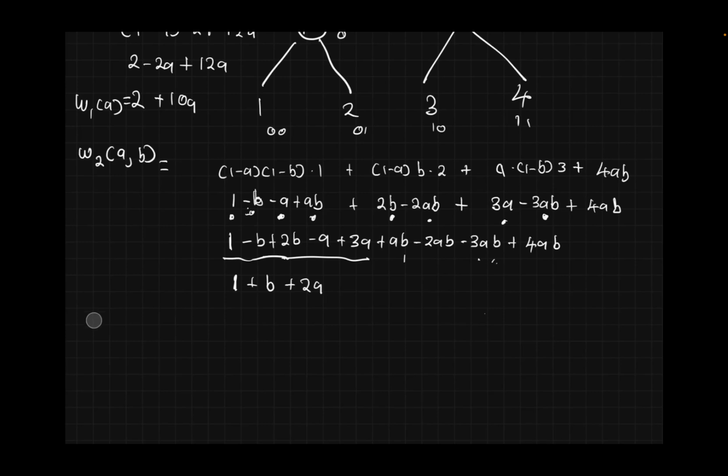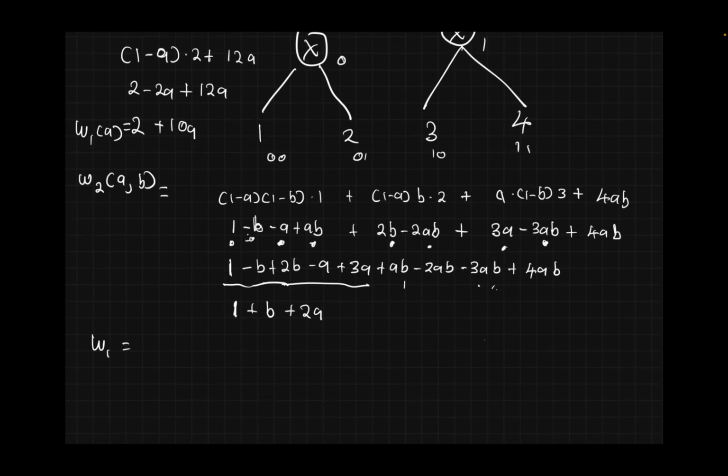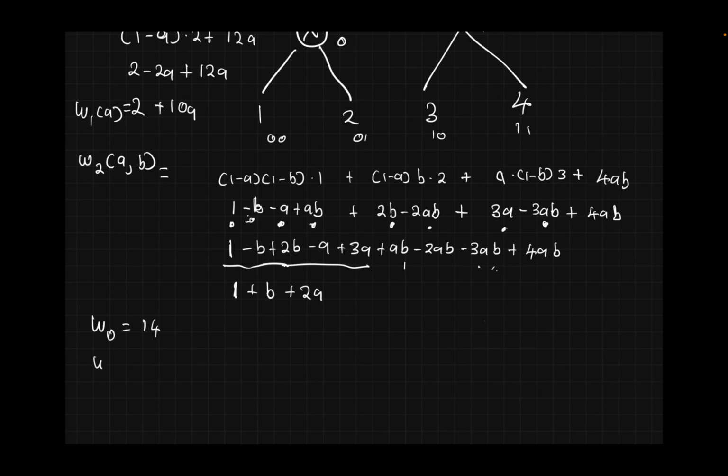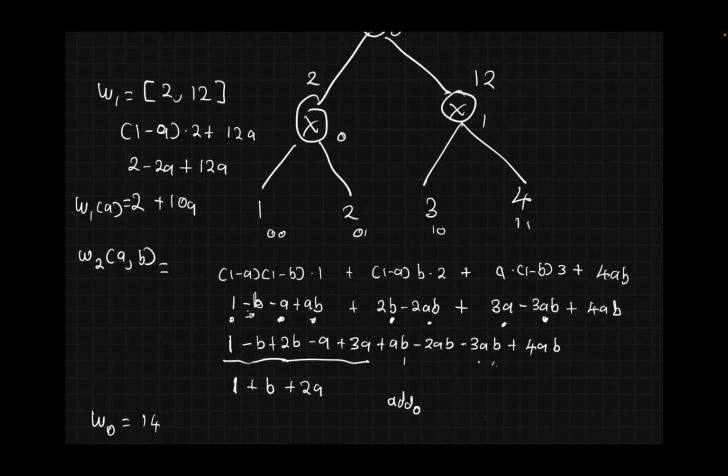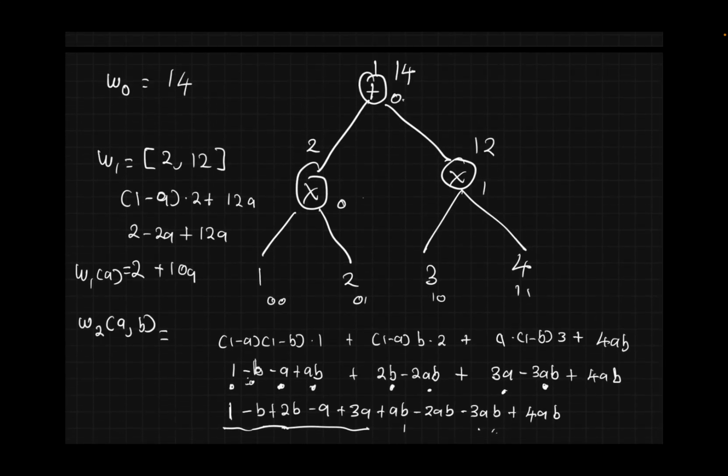So let's just write it out. W0 is equal to 14, right? And W1 of A is equal to 2 plus 10A. It feels so weird that there's no variable in W0, but yeah, let's just continue. Then W2 of AB is equal to 1 plus B plus 2A. So these are our W polynomials. Now let's build our add and mul. Let's start with add 0. What's the function signature? 0, A, B, C, right?